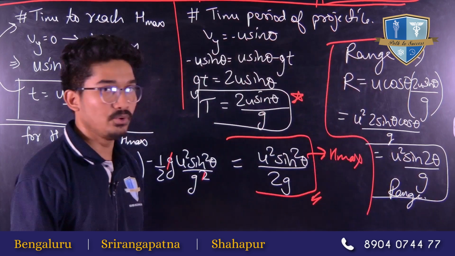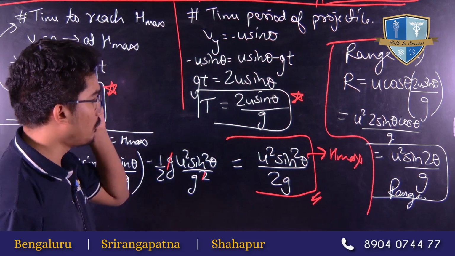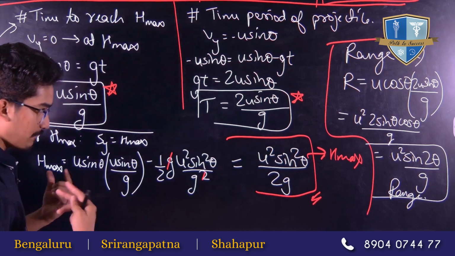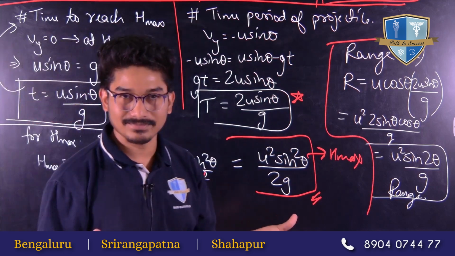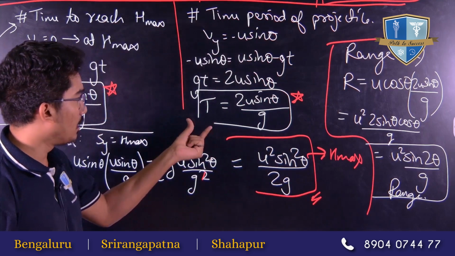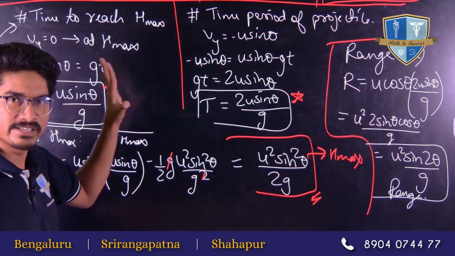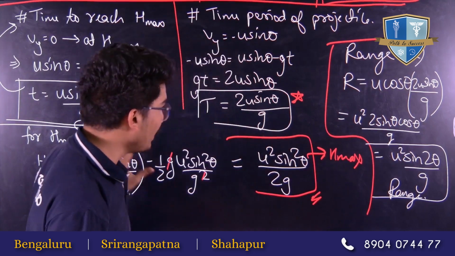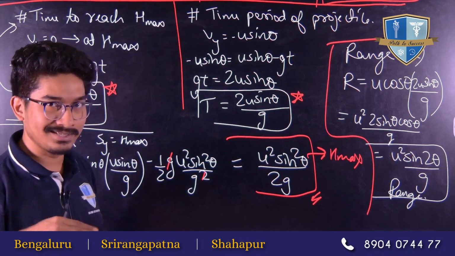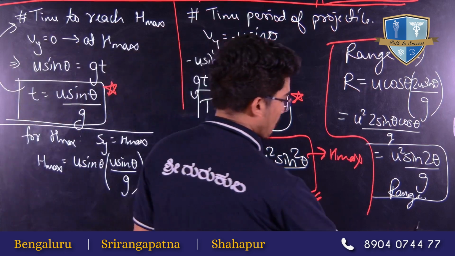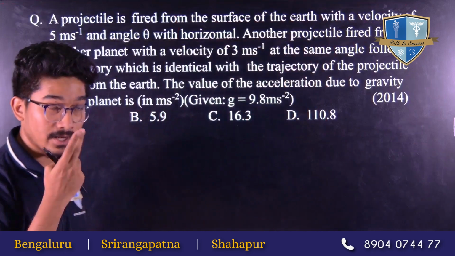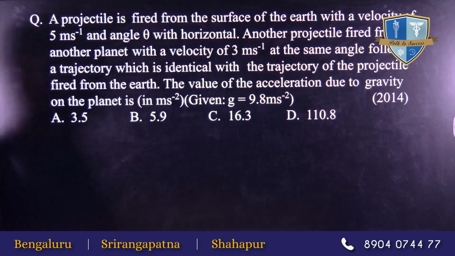So these are some few important formulas for our projectile motion. Now you can solve simple questions. If they are asking time period, you can use this formula. If they are asking range, H max, these kinds of simple questions you can do by using these formulas. Now let's see some good questions which they have already asked in previous years. So let's start with our first question.